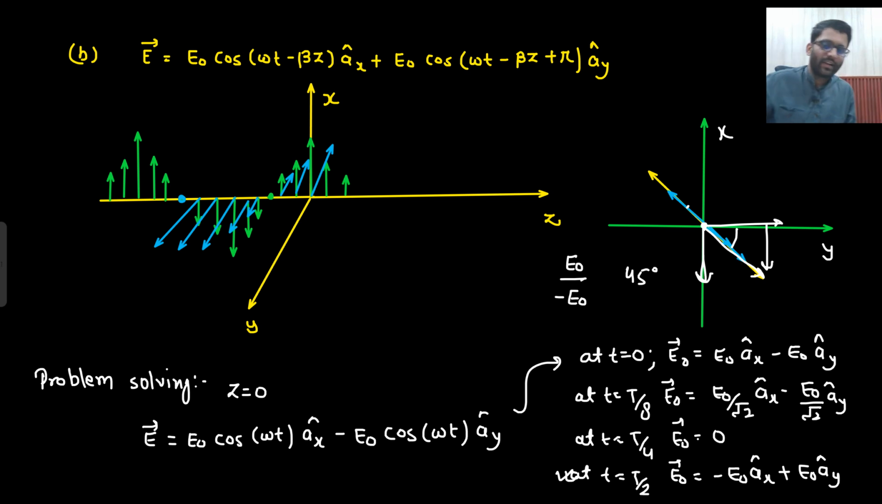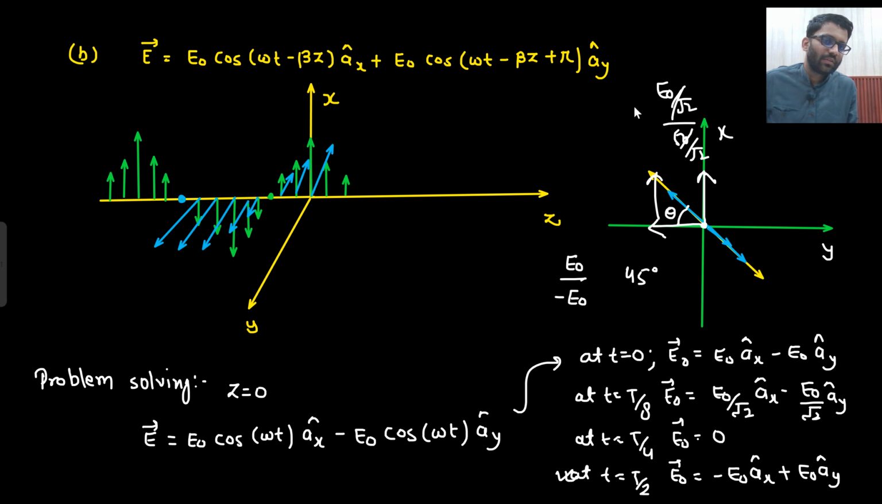Basically I need to take an equivalent. All the equivalents are coming on this line only, so I can take any equivalent. I can take this equivalent as well: E naught by under root 2 in x direction and E naught by under root 2 in minus ay direction. So what will be this angle? This angle would be E naught by under root 2 divided by E naught by under root 2, which comes out to be 1. So this angle will be 45 degree.